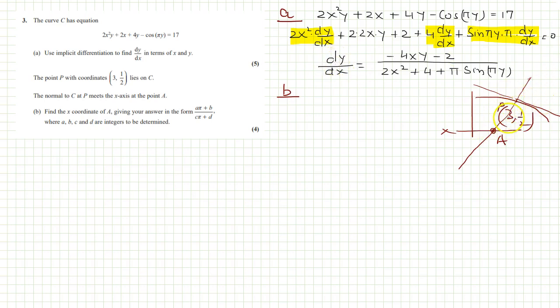So let's find dy over dx at 3.5. So dy over dx at 3.5 is minus 4 multiplied by 3 multiplied by half minus 2, divided by 2 multiplied by x square, which is 3 square, plus 4 plus pi. Sin pi y means pi over 2.